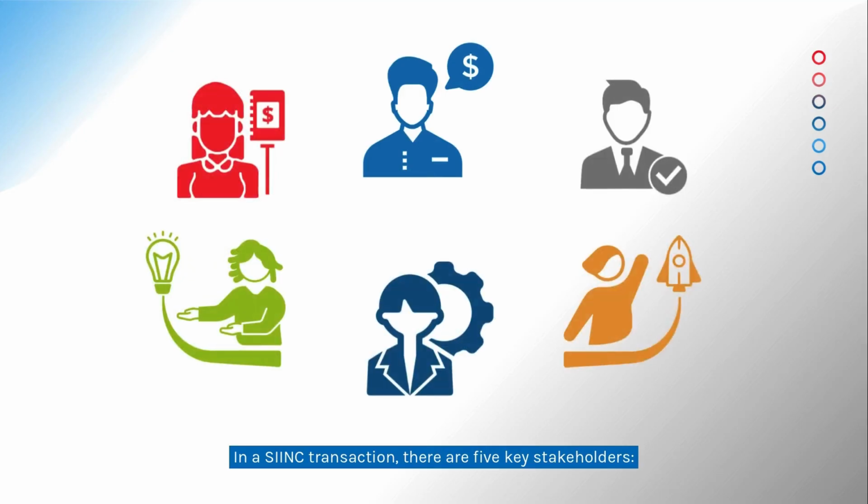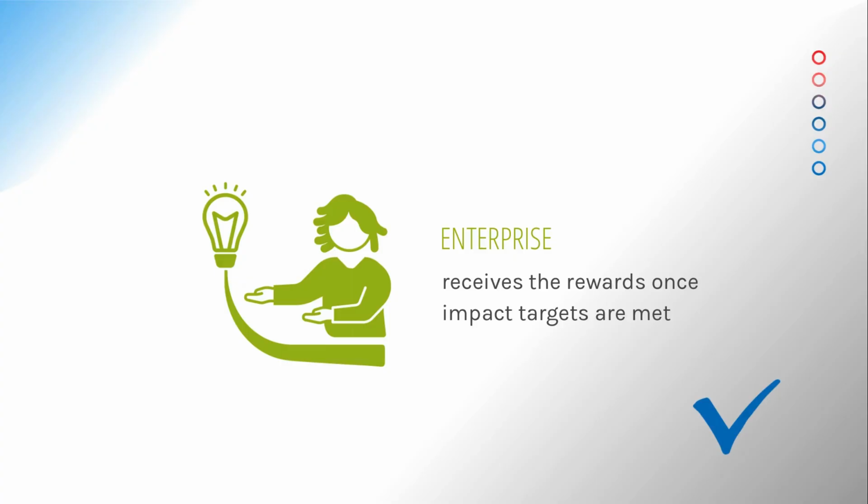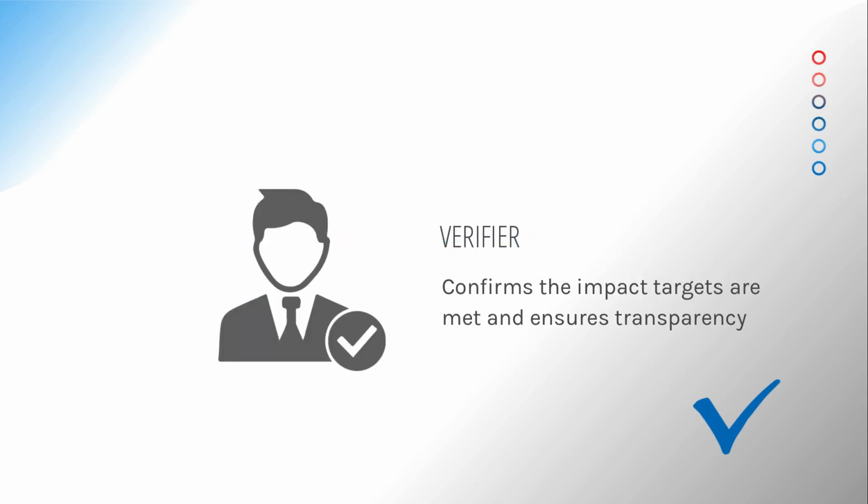In a SIINC transaction, there are 5 key stakeholders. 1. Outcome payer provides non-repayable funds to reward the enterprise for achieving impact. 2. Enterprise, the recipient of the rewards once impact targets are met. 3. Investor, provides the investment to support the enterprise's core activities. 4. Verifier, confirms the impact targets are met and ensures transparency.